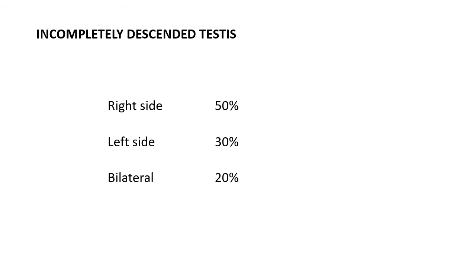50% of the incompletely descended testes are present on the right side, 30% are present on the left side, and this condition is bilateral in almost 20%. What is the problem? If the testes are not brought down to the scrotum, then the problem is it will undergo certain morphological changes.